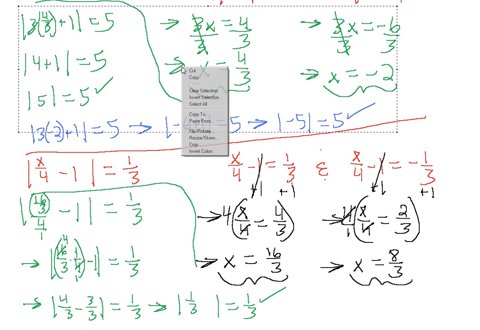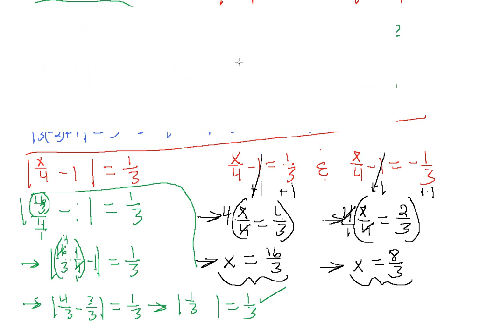And let's clear us a little room here. And let's check our other solution, 8 over 3. So we have our original equation right here. We're plugging in 8 over 3 as a possible solution, plugging it in for x. So we have the absolute value of 8/3. Let's put it in parentheses, divided by 4. And once again, we're going to write 4 as 4 over 1 minus 1 equals 1/3.